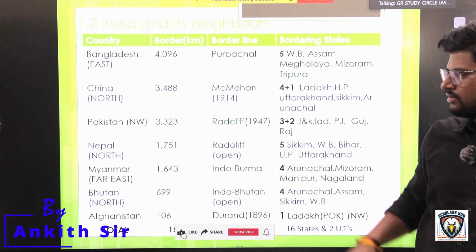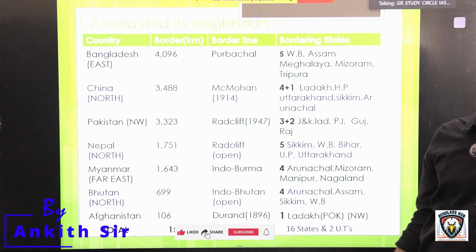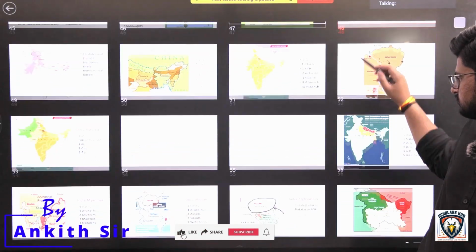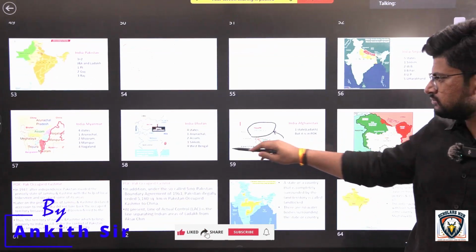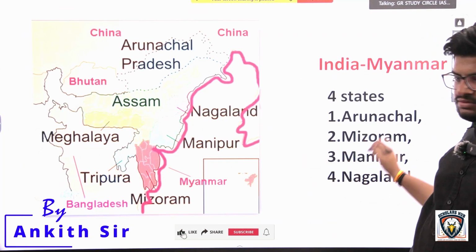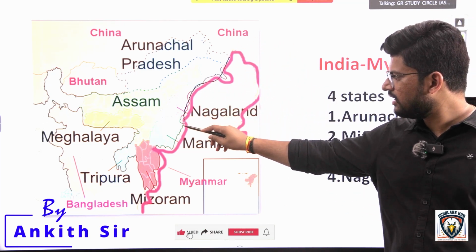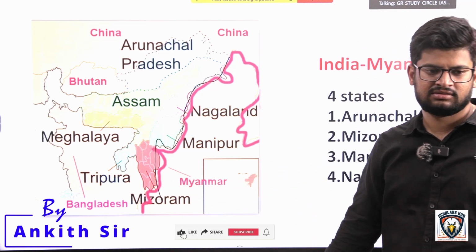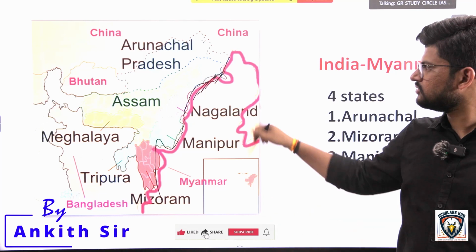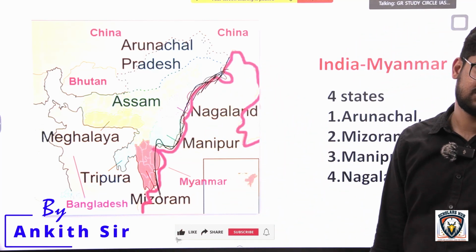Next, Myanmar is called Indo-Burma. So, a far eastern country, Myanmar. What are the bordering countries here? The northeastern states: Arunachal Pradesh, Nagaland, Manipur and Mizoram. Here we have the Naga Hills, and they are the bordering part. So Arunachal Pradesh, Nagaland, Manipur and Mizoram, 4 states with Myanmar.